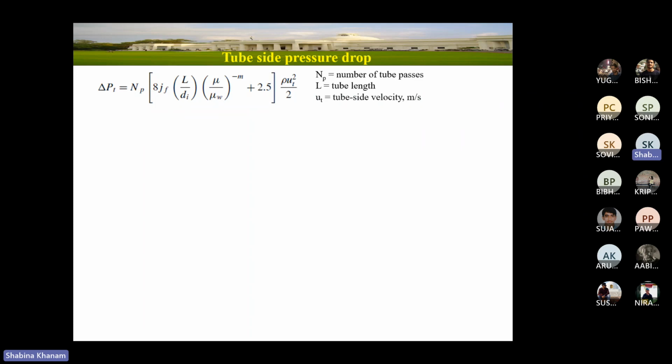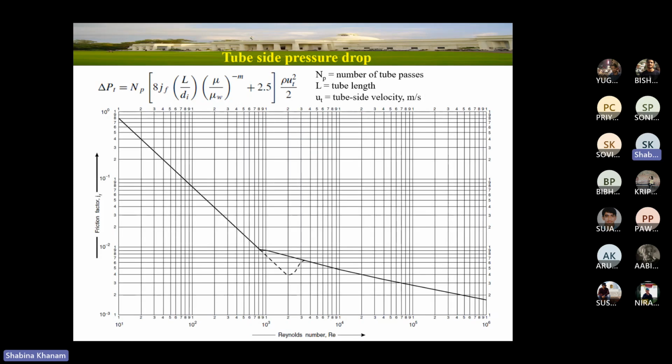when we consider tube side, this is the empirical correlation where I'm having NP, the number of passes, which you can fix with the velocity of tube side. JF is the friction factor coefficient that we will see from the graph. L is the tube length and DI is the tube inner diameter, and this is the viscosity correction factor. And here if you see, I'm having 2.5. This one factor is basically used to counter the friction.